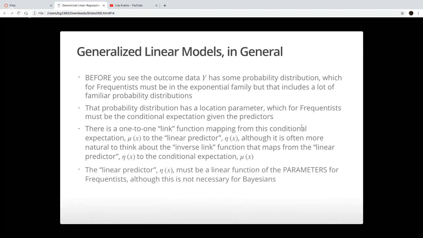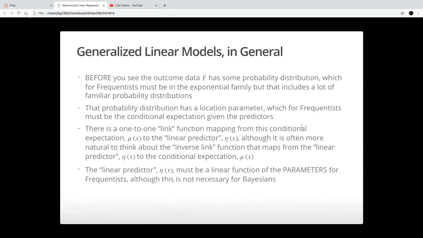And then, okay, what's eta? Eta is known as the linear predictor. For frequentists, that has to be a linear function of the parameters. It can be a nonlinear function of the x's, but it has to be a linear function of the parameters. So you can include interactions, polynomials, stuff like that, as long as eta remains a linear function of the coefficients. For Bayesians, again, it's not strictly necessary that it be a linear function, but the ones that we've done so far have been. It's a convenient enough starting point.